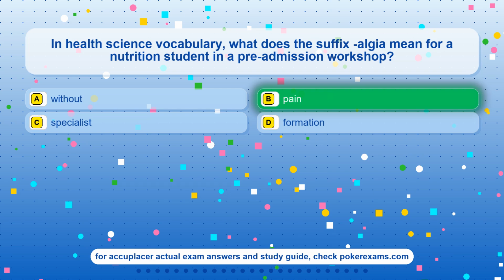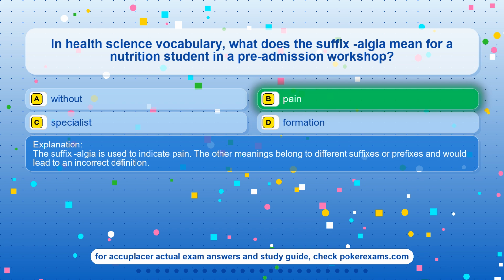The correct answer is option B. Pain. The suffix -algia is used to indicate pain. The other meanings belong to different suffixes or prefixes and would lead to an incorrect definition.